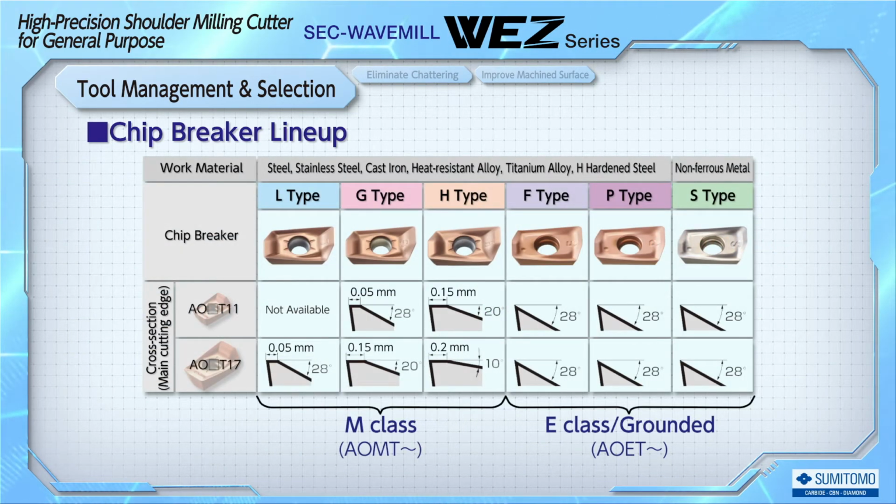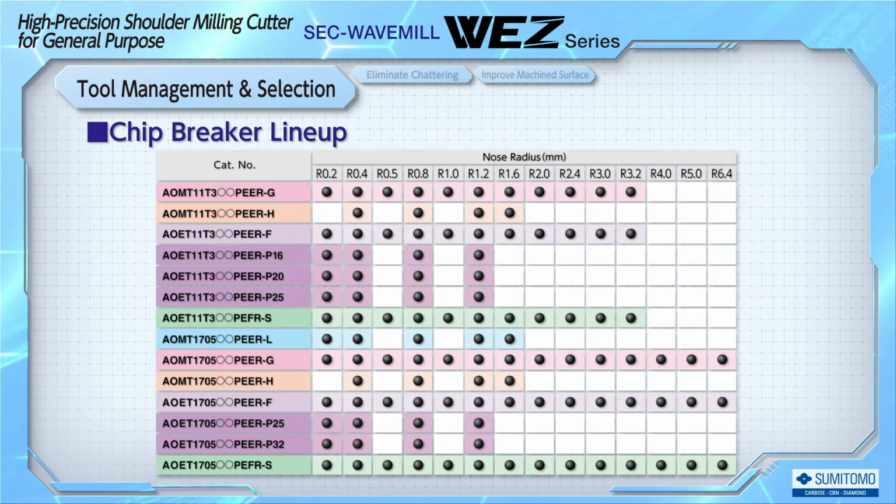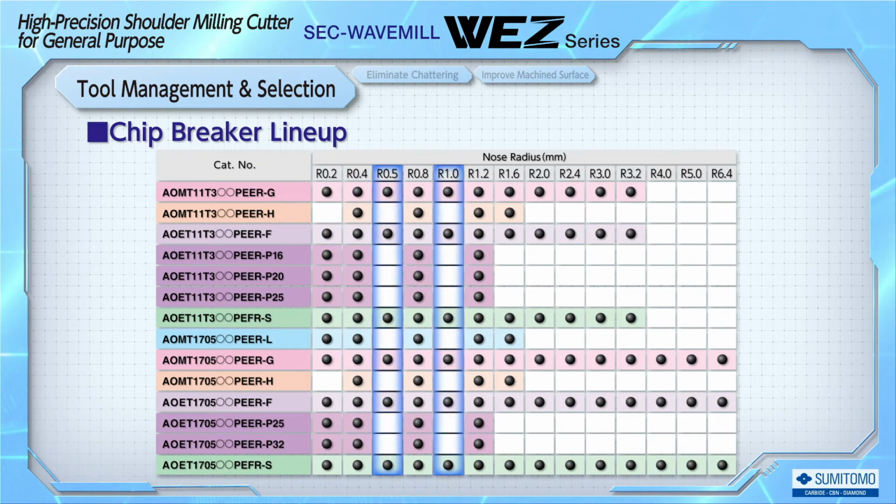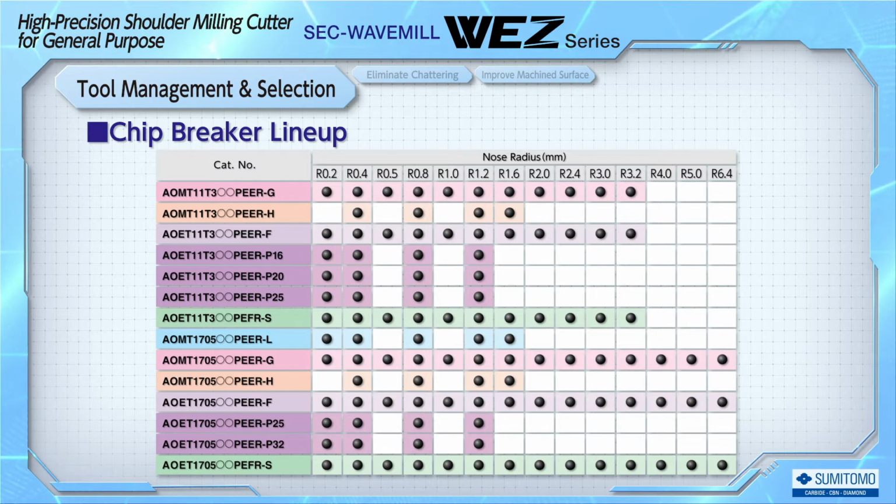Various types of breakers are available. Grounded inserts with excellent sharpness and machining accuracy can also be selected depending on the application. A wide range of insert corner radius from 0.2 millimeters to 6.4 millimeters are available. 0.5 millimeters and 1.0 millimeters are also available. Please select according to the drawing instructions. WEZ has wide lineups of bodies and inserts in addition to being able to support a wide range of machining. Even if many types of tools have been used so far, they can be integrated into the WEZ series, making tool management easier.